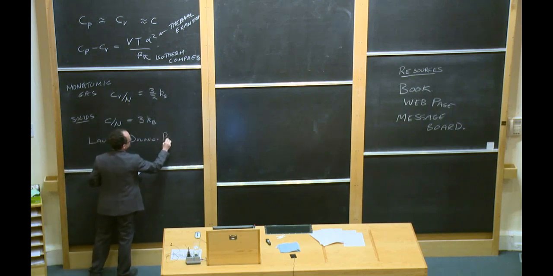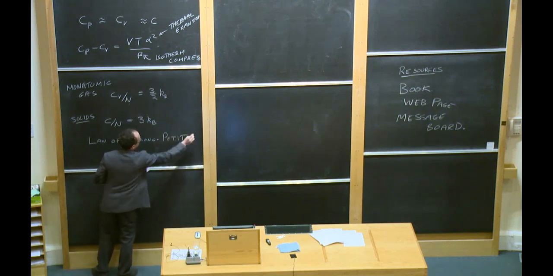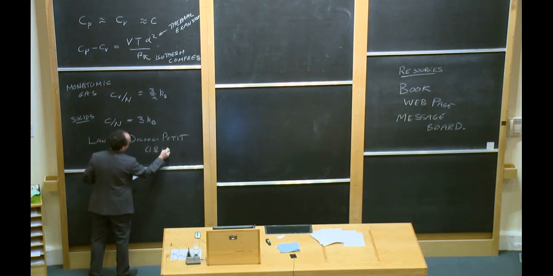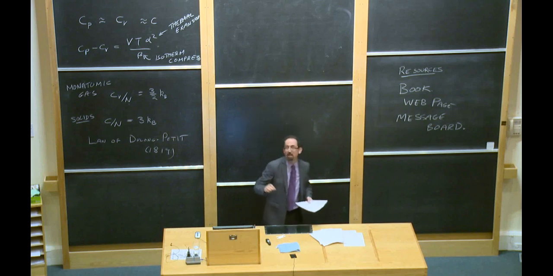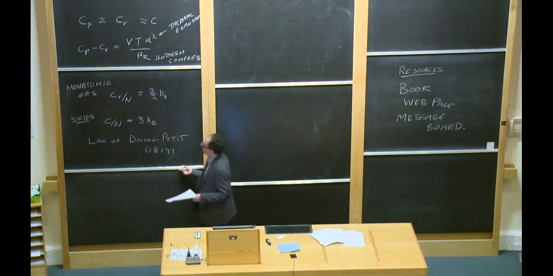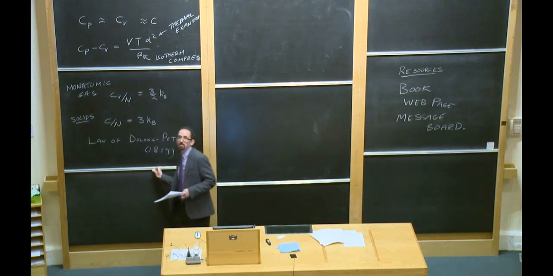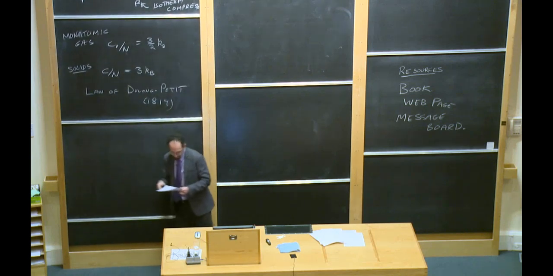Dulong-Petit. Dulong and Petit were French chemists who discovered this law way back in 1819. And all the way through the rest of the 1800s, almost to the very end of the century, people knew about this law, but they didn't know what caused it.